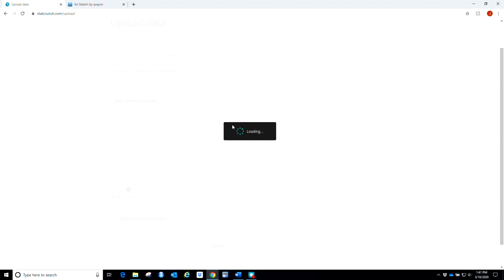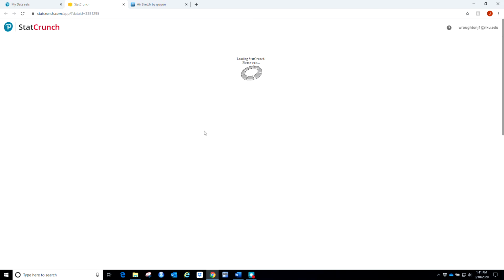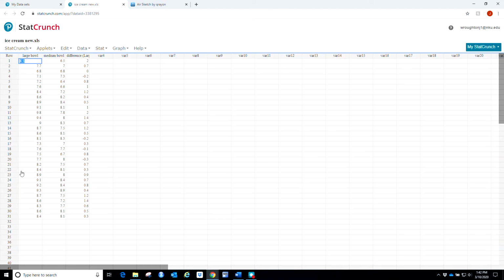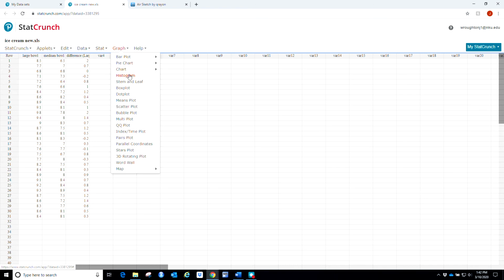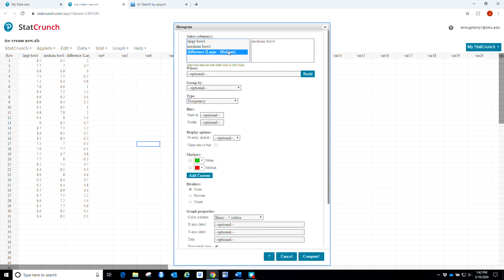So that we can actually look at the numbers here first. For each of our 31 people, we have the amount of ice cream they put in the large bowl, the amount of ice cream they put in the medium bowl, and then the difference, where it's the large bowl minus the medium bowl. So here I can actually see the individual ice cream amounts, but what I really care about are these differences. To get the values you see here from StatCrunch, I'm going to first create my histogram of those differences.